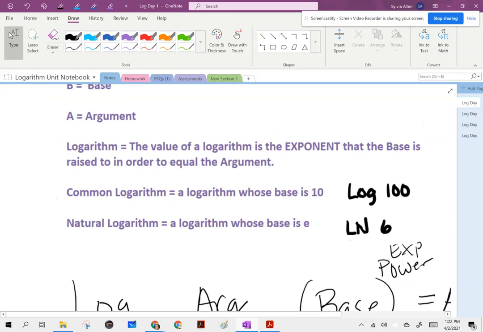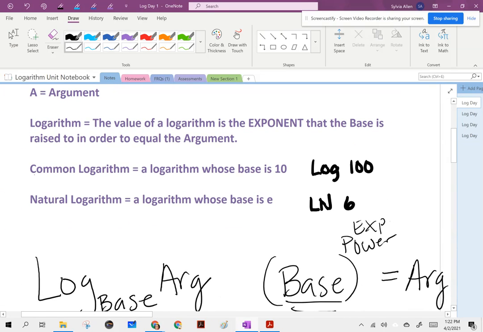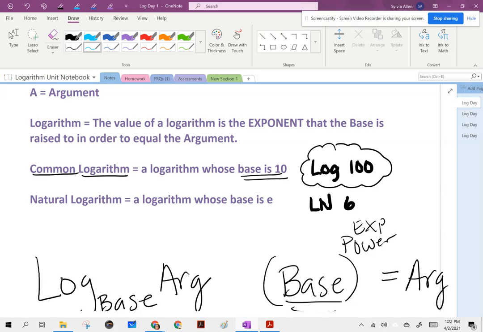So there are a couple of common things here. When we're dealing with a common log, it's basically a logarithm whose base is 10. So by default, if you have log and then a number with no subscript, that means that the subscript is 10. All right, so it's kind of hidden there. Whereas a natural logarithm is going to be a logarithm that says ln 6 or any number, but what's here as the subscript is an e. So anytime you have ln, the base is always an e.